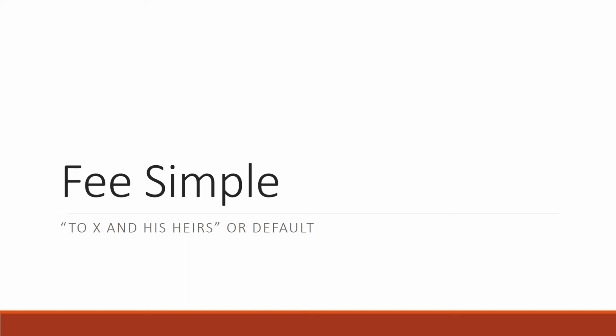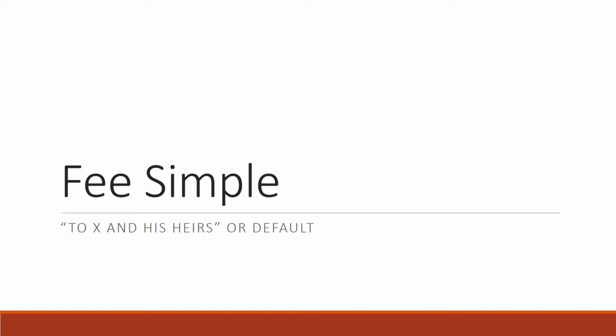It also allows for the property to be devised, right? So it can be passed by will. And the property is also descendable, right? So think of fee simple as the whole pie, right? This is the largest quantum that you could have in the land. You can tell you have a fee simple if you have words that say "and his heirs" or "and her heirs." That denotes a fee simple.